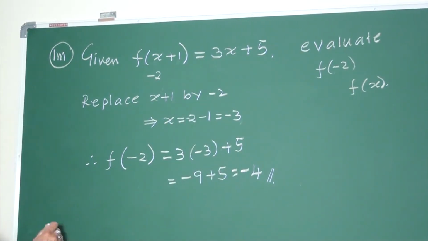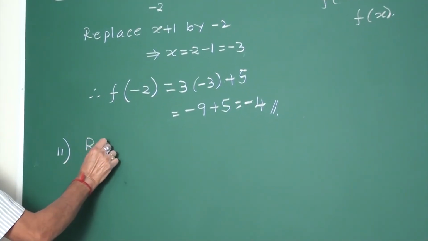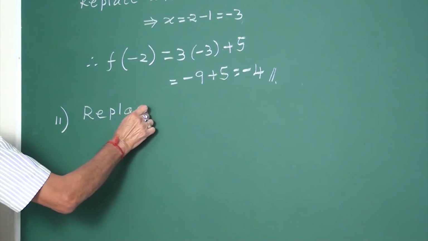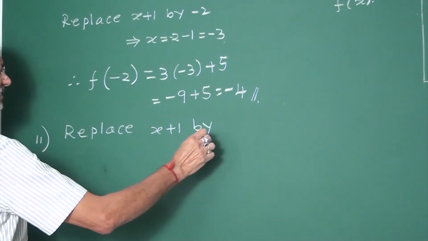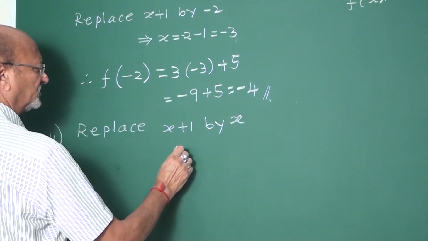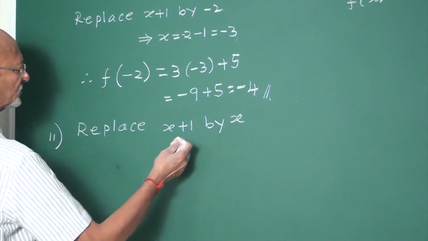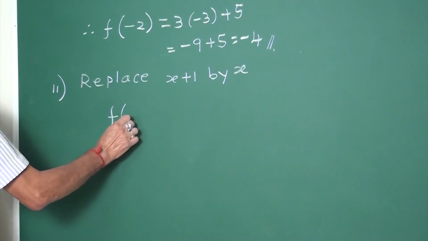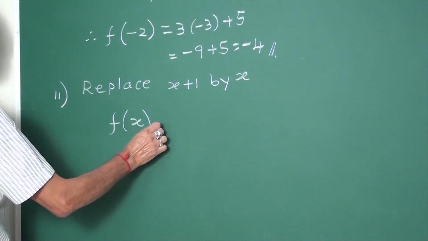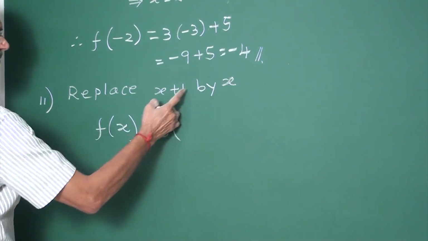Simplify. Second example. See, you want f of x. Simple. Replace x plus 1 by x itself. Then what is the right side? x plus 1 is x. So f of x is equal to 3 into what is the value of x? x minus 1.